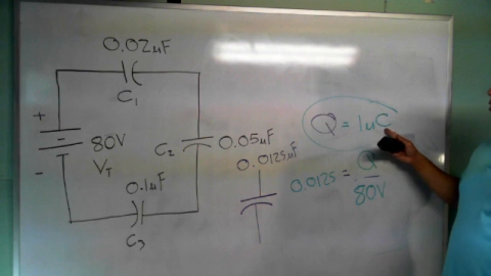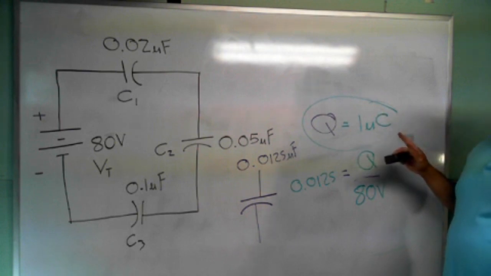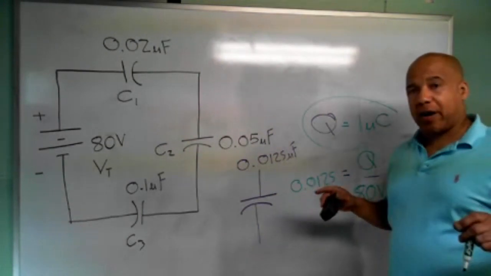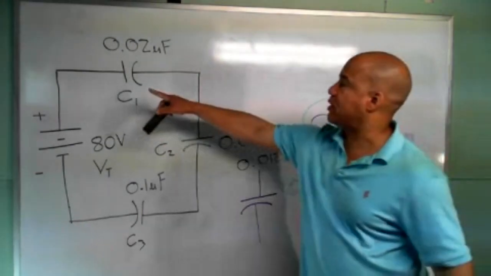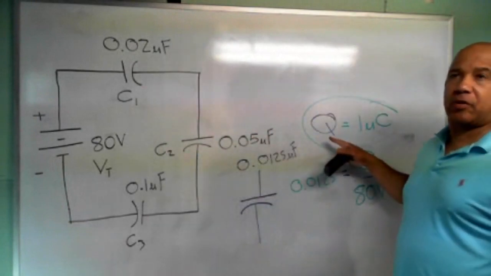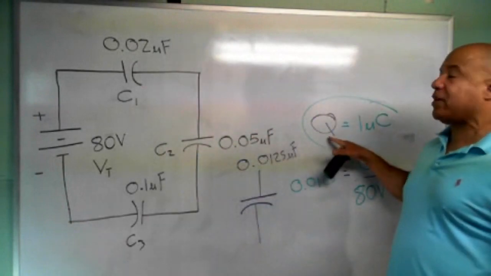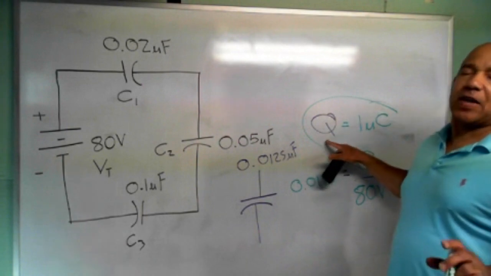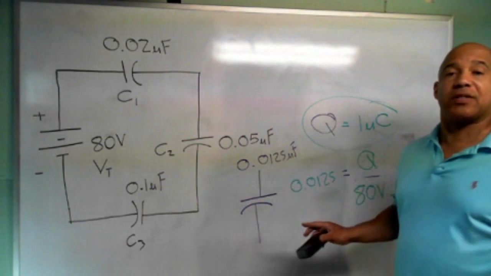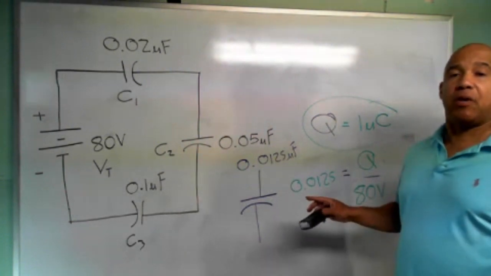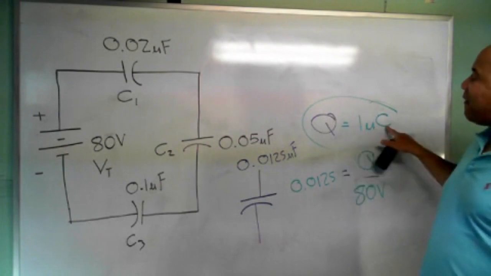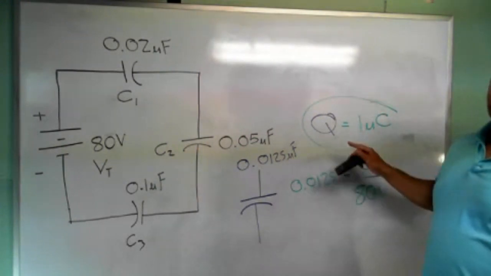Q is microcoulombs. Now, remember, charge for capacitors is like current for resistors. So since this is a series circuit, if these were resistors and you found the current anywhere, you found the current everywhere. The current is the same everywhere in the series circuit with resistors. Well, here, charge is like current. If I find the charge anywhere, I found the charge everywhere.